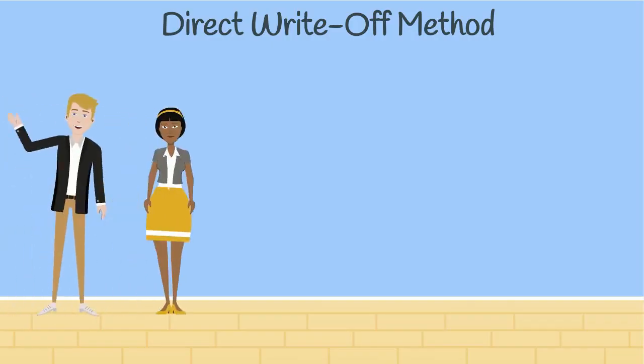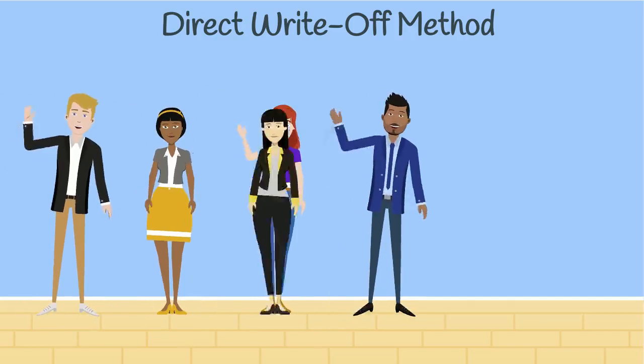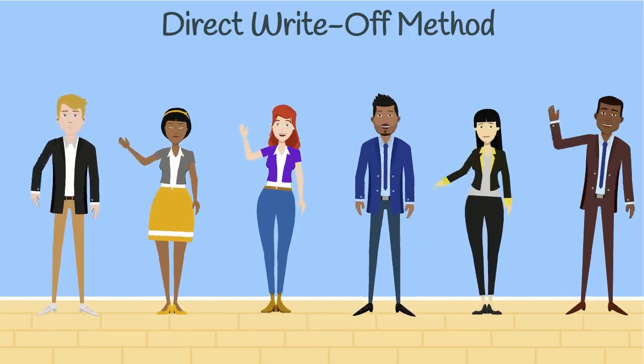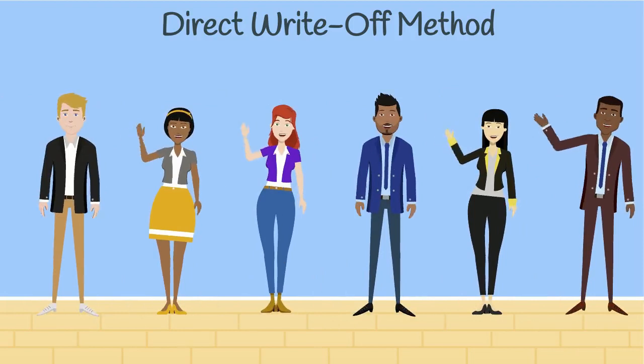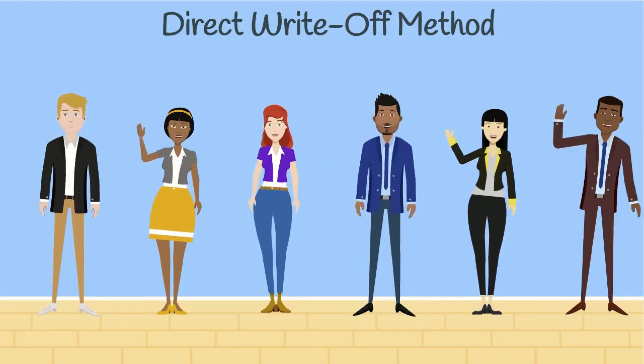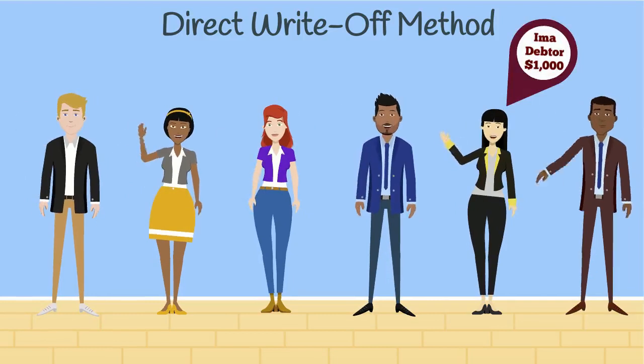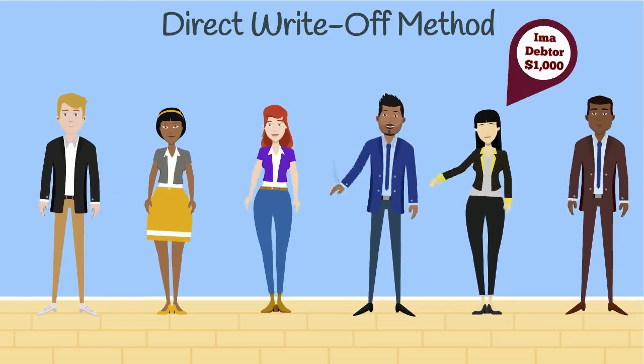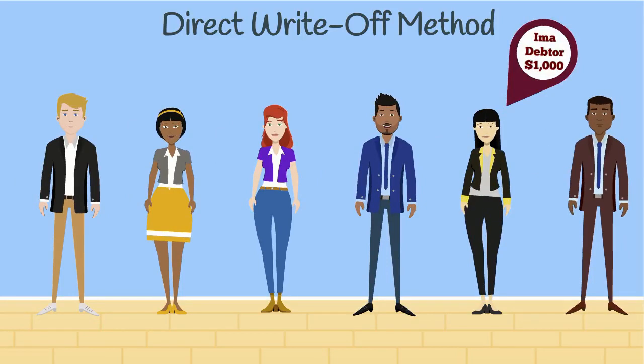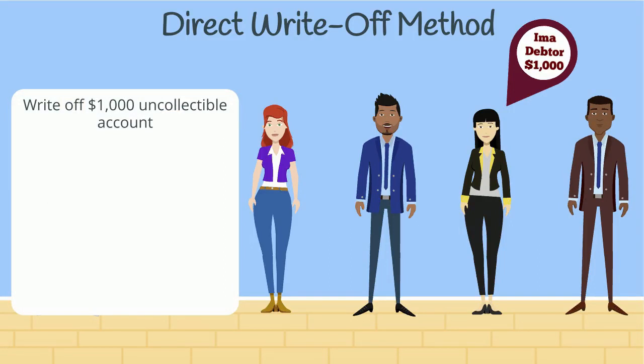With the direct write-off method, we wait until we determine a specific customer account is uncollectible. We have $50,000 in accounts receivable. Part of that balance contains Ima Debtor's account of $1,000. This account has been outstanding for 5 years. We've made attempts to collect the money and all of our attempts have failed. We have decided this particular account is uncollectible. Therefore, we want to write this account off. To do so, we would debit bad debt expense for $1,000 and credit accounts receivable for $1,000.